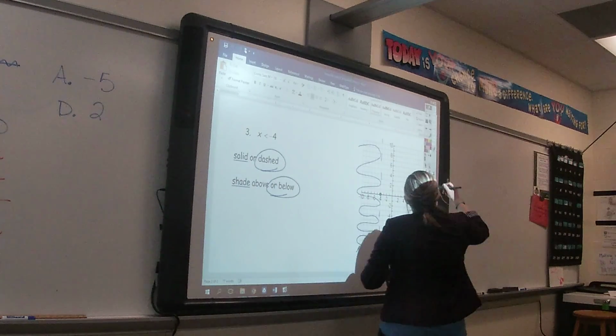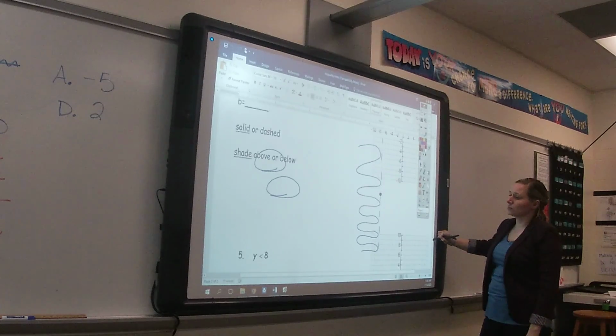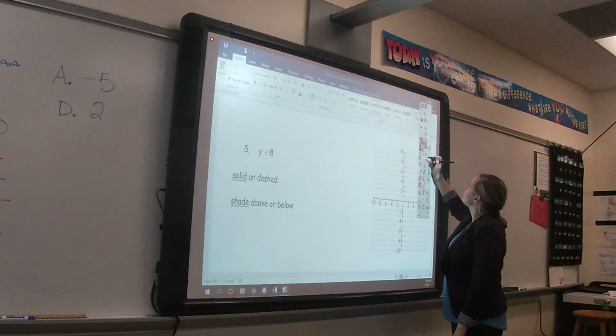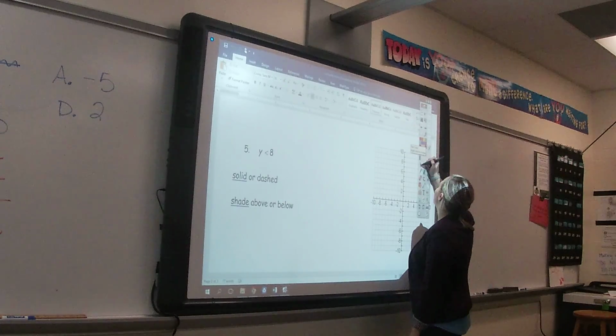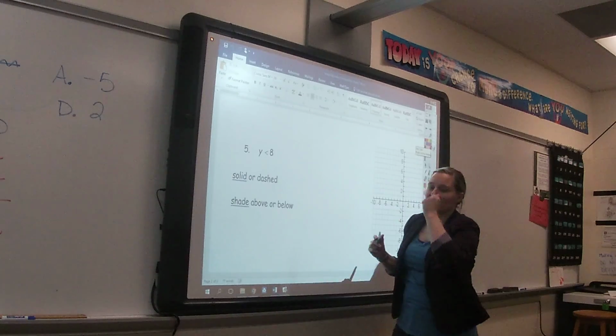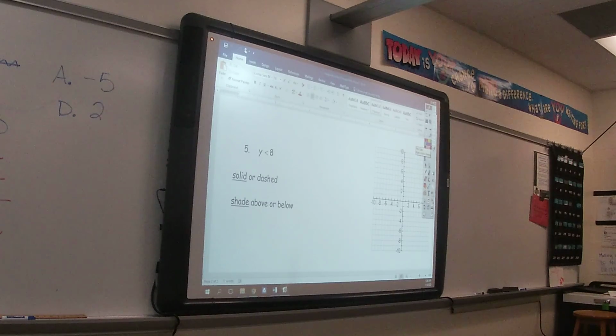Skip number 4 and jump down to 5. Oh, because you have to flip the inequality sign when we solve? They were all below. Yeah, they're all below. Just seeing if you were paying attention.